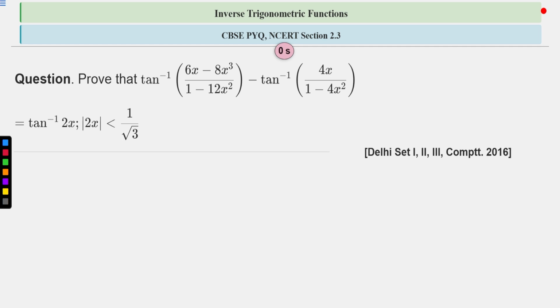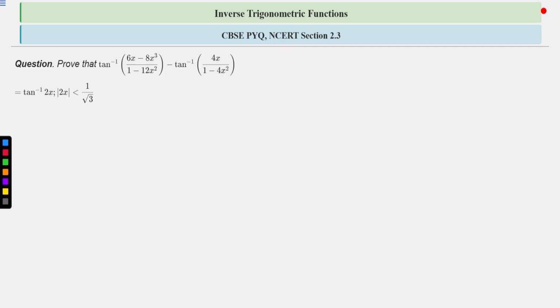Okay, let us move to the solution part. We basically have to prove that tan inverse (6x minus 8x cube upon 1 minus 12x square) minus tan inverse (4x upon 1 minus 4x square) is equal to tan inverse 2x, when the absolute value of 2x is less than 1 by root 3. So let us move to the solution part. We can assume 2x is equal to tan theta, right? Clear?